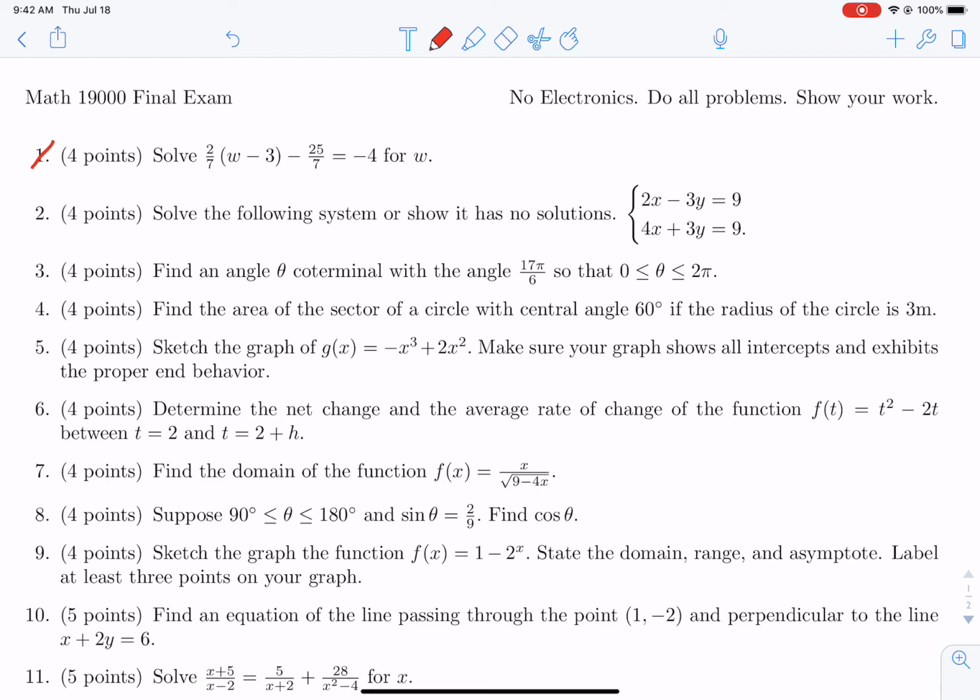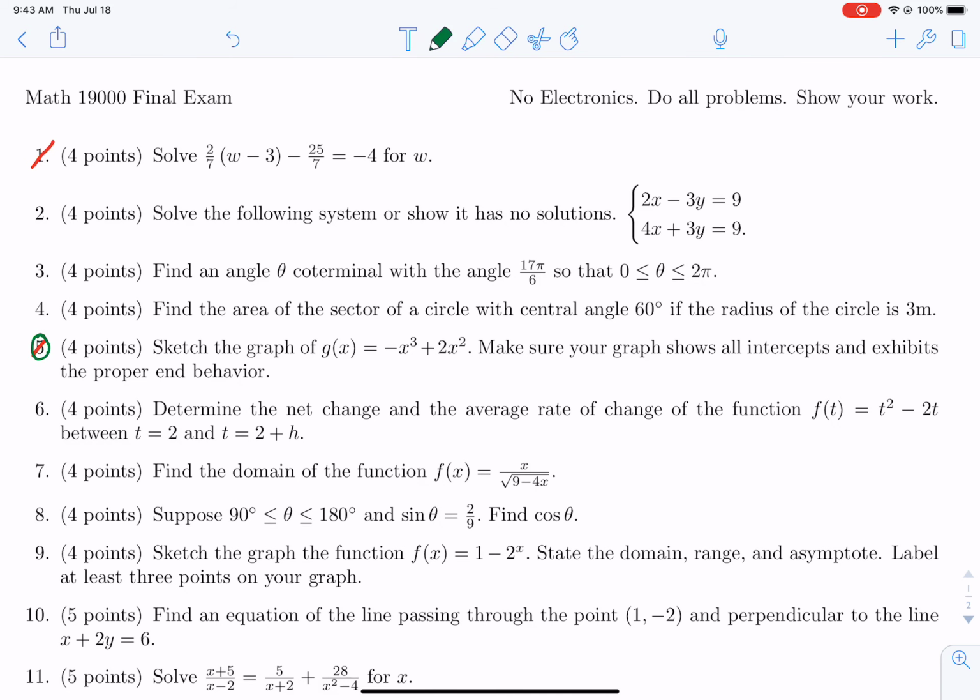G of x is a third degree polynomial. So what would be the first step? To factor it out. And then figure out the zeros, check where it's positive, where it's negative, the end behavior, and that's exactly what it tells you. Make sure your graph shows all intercepts and exhibits the proper end behavior. So you don't want to say that it goes to infinity as x goes to infinity if it doesn't, right? So we should know how to do this one as well, and I'm going to circle it with green because this is also in these sections that we are asking you right now.